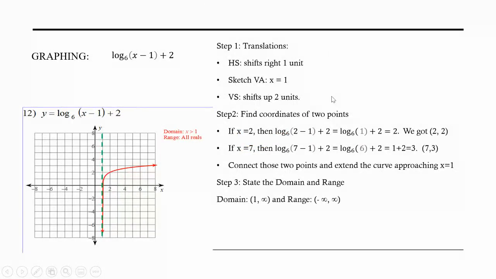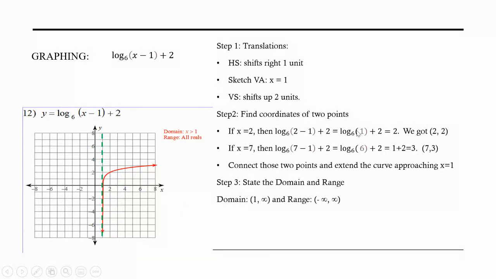Step number one, translation, is helpful for you to do your work on the Moodle again. For the horizontal shift, you're going to add the value to the x coordinate of the key point. And for the vertical shift, you're going to add or subtract to the y coordinate of the key point. This parenthesis helps you to find the vertical asymptote equation so you can graph it on the paper right here.